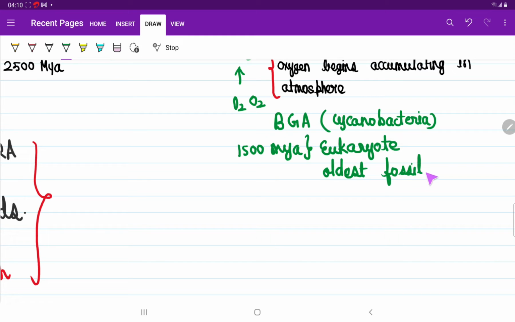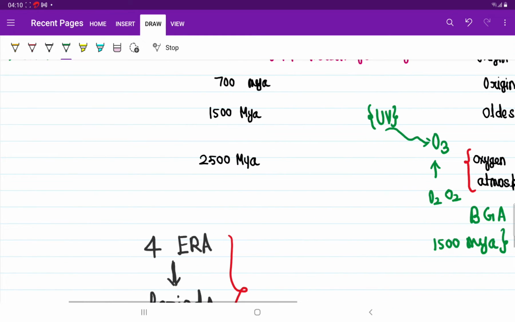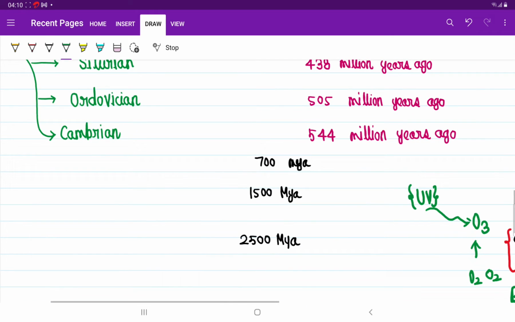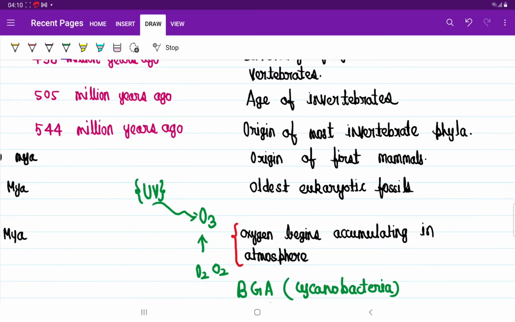And then we got the oldest fossil of an animal also. Scientists believe that it was approximately 700 million years old. Fine, yeah, 700 million years old. And after that we got the next era, and that next era is the origin of the first animal here actually.